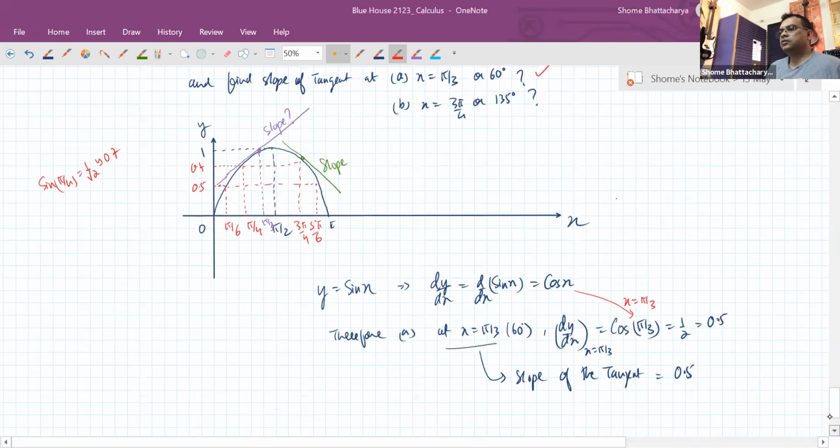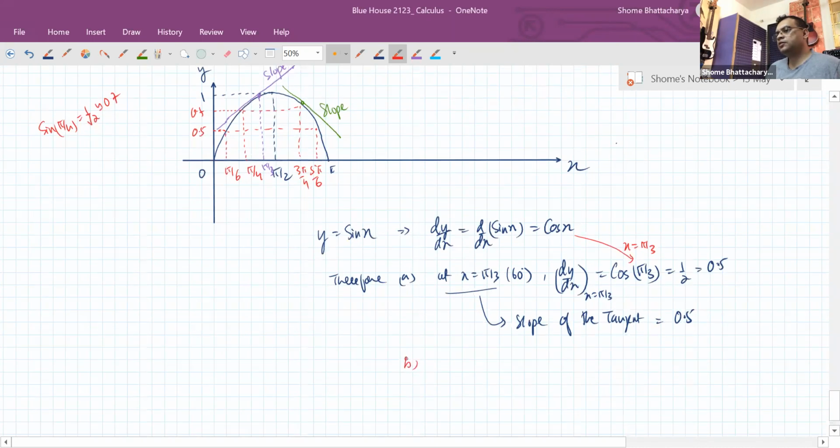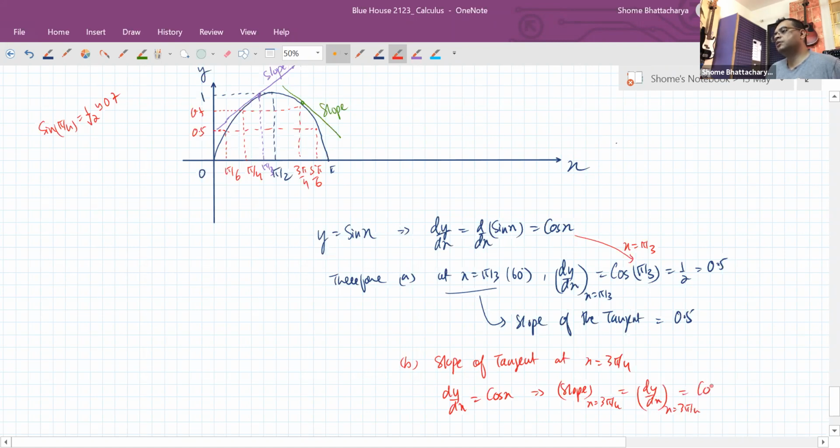So B part, we want to find the slope of the tangent at x equal to 3 pi by 4. Okay, so we know that dy by dx is equal to cos x. Therefore, the slope at x equal to 3 pi by 4 is the value of dy by dx at x equal to 3 pi by 4. So that will become cos of 3 pi by 4.